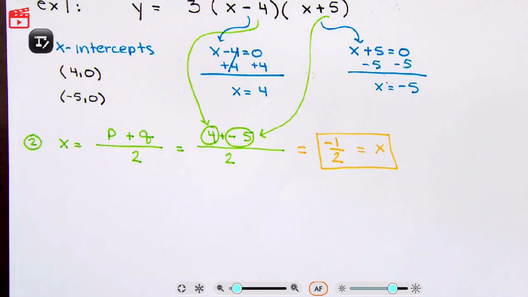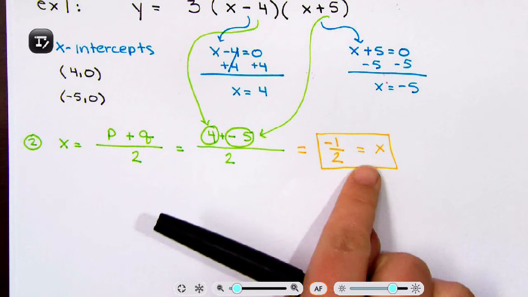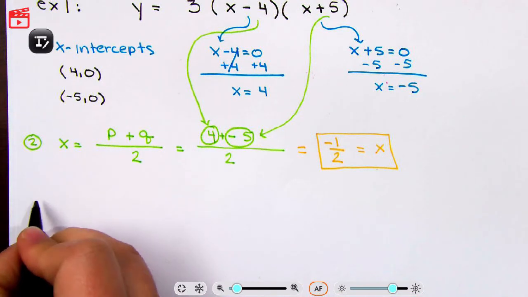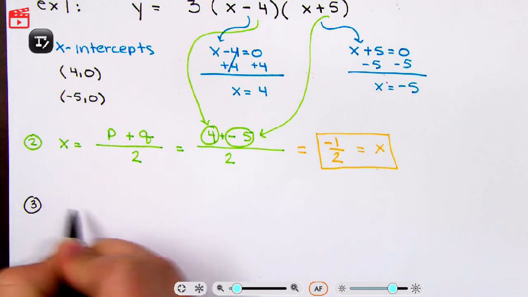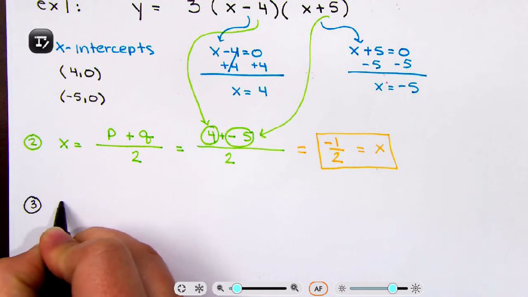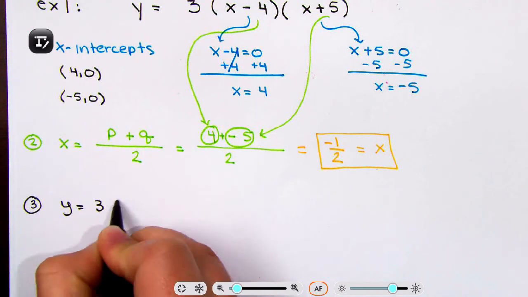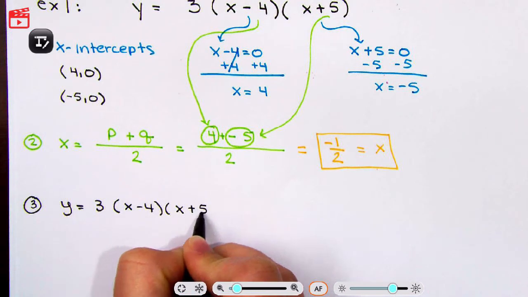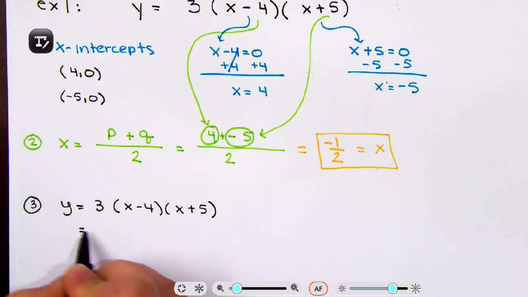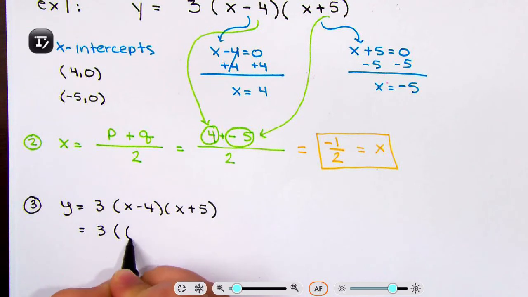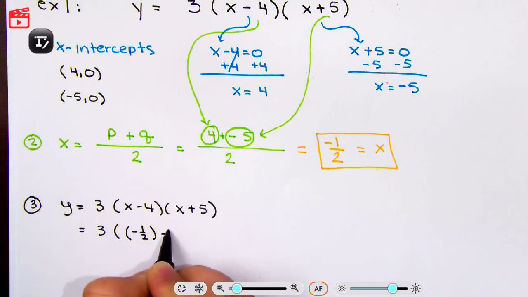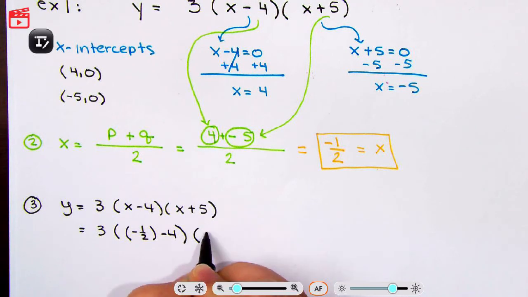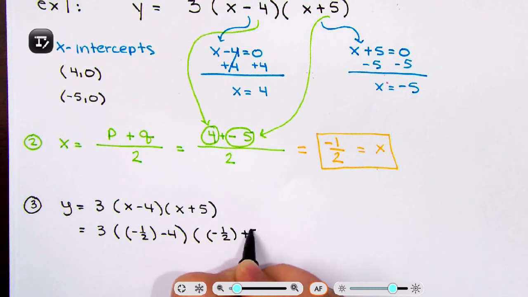So step number 3 is we find the vertex point. For the vertex point, we're going to take our x value, plug it into the original equation. So I have 3 here. So that's step number 3. The original equation is y equals 3 times (x minus 4) times (x plus 5). So I have 3 times, again, inside I have a negative 1/2 minus 4. And here I have x, which is negative 1/2, plus 5.